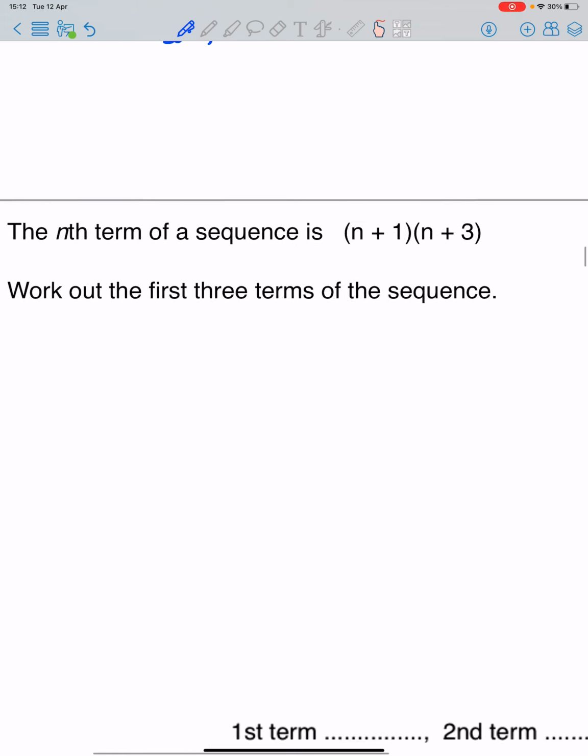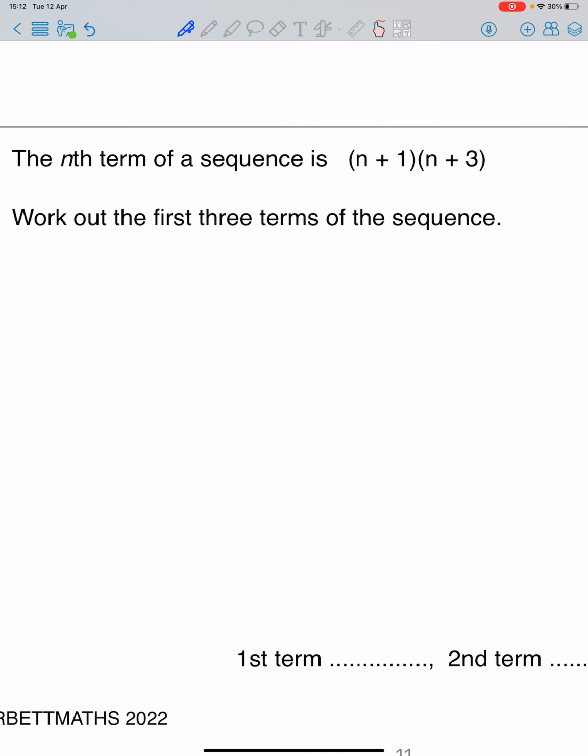Let's keep it moving, guys. Right, next, the nth term of a sequence is (n + 1)(n + 3). Work out the first 3 terms of the sequence. So first 3 terms basically means substitute n = 1. So that's going to be 1 + 1 instead of n times 1 + 3 instead of n again, plus 3. So that gives us, what, 2 times 4, which is 8. So the first term is 8.